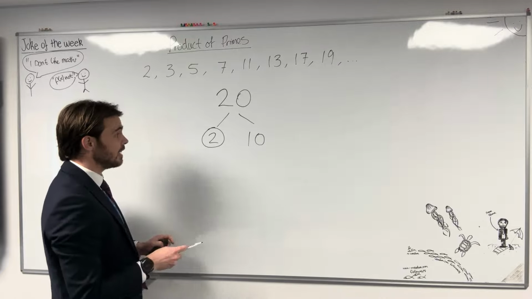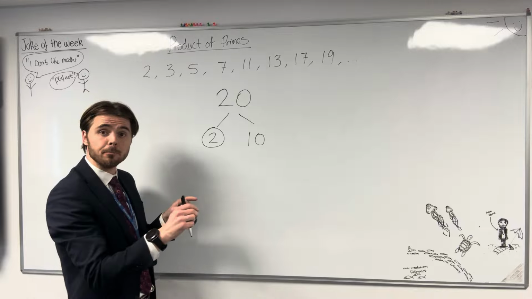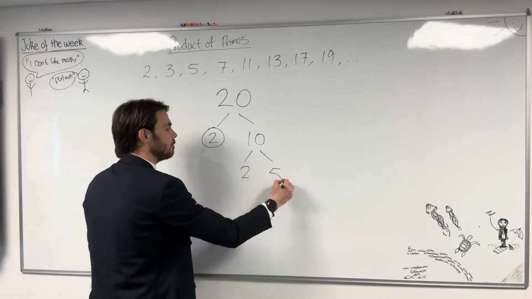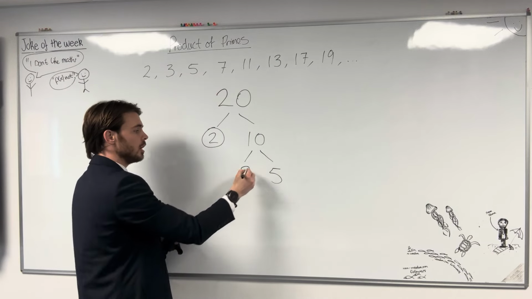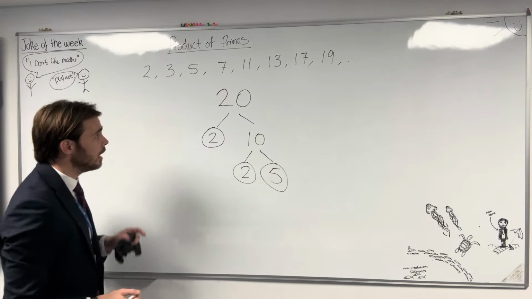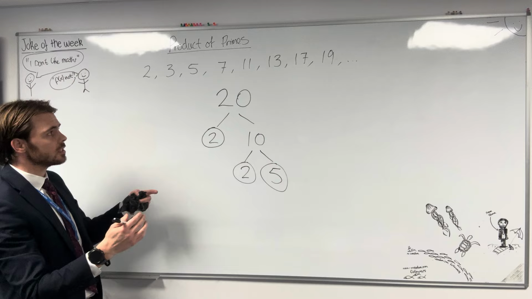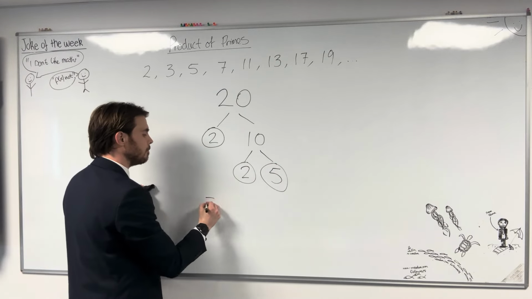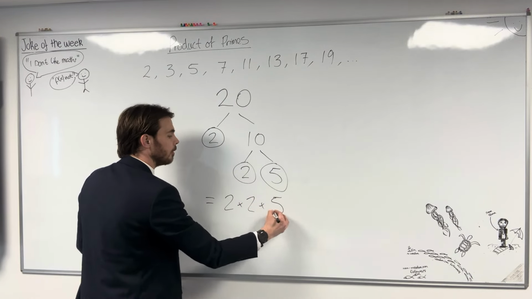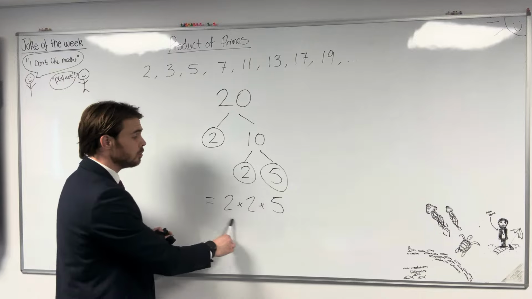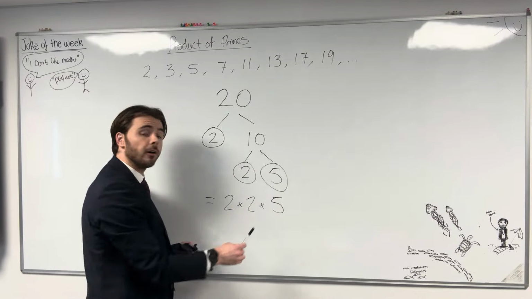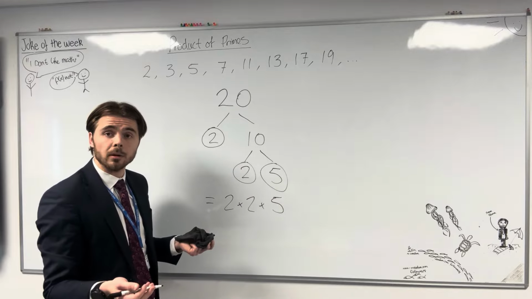Okay, onto the 10, because that can be broken down into a 2 and a 5. I look at my list of prime numbers. 2 is a prime, 5 is a prime. Now I'm going to write this as a multiplication of prime numbers. So I have 2 multiplied by 2 multiplied by 5, and you can do a check. This should multiply to make the 20. So 2 times 2 is 4, times 5, you get a lovely 20, okay?